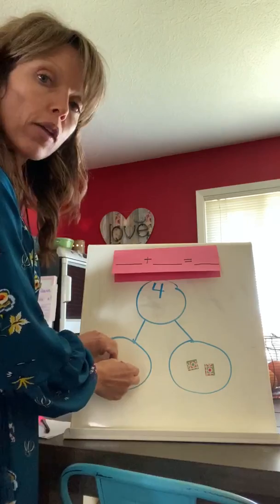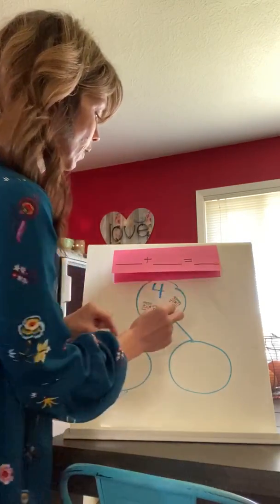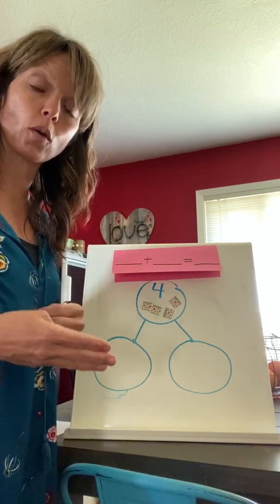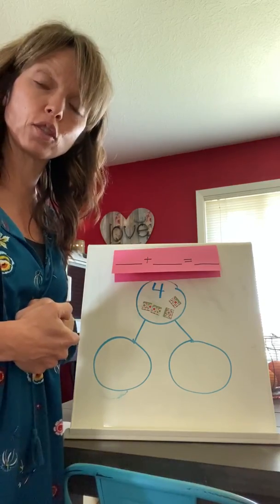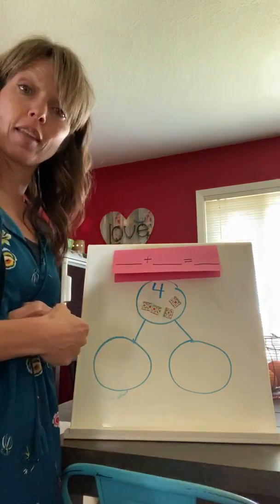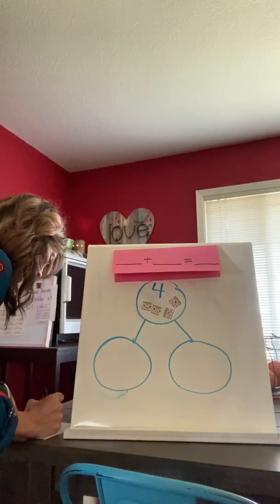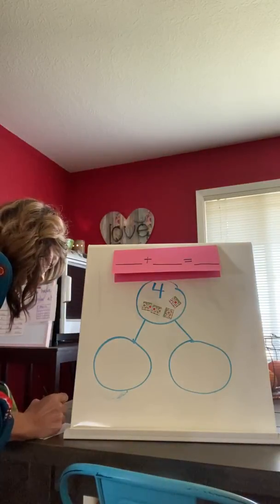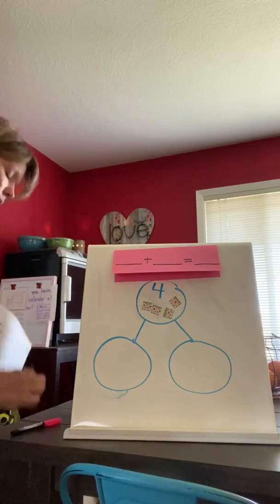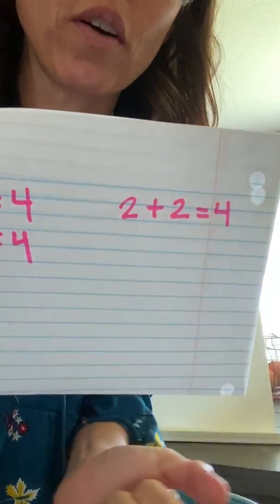Let's walk them along the path. And when we bring them all together, we have 4. So our number sentence is 2 plus 2 equals 4. Let's count to make sure. 1, 2, 3, 4. That's exactly right. 2 plus 2 equals 4. Let's go ahead and write it. 2 plus 2 equals 4.